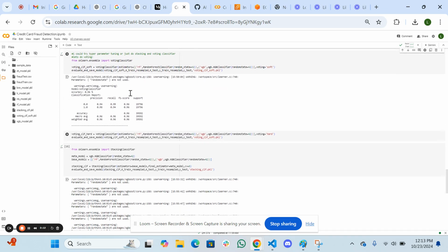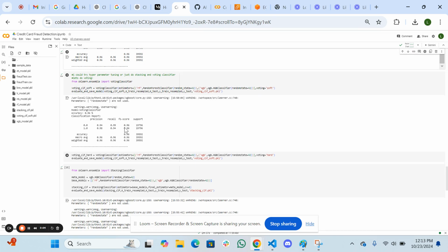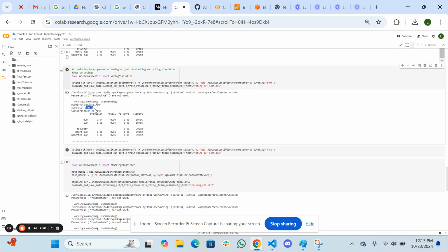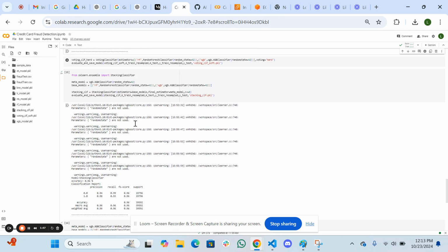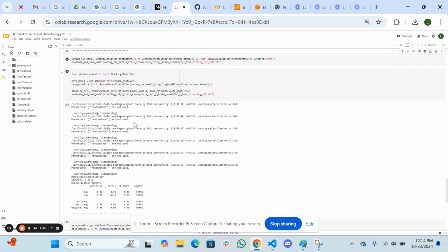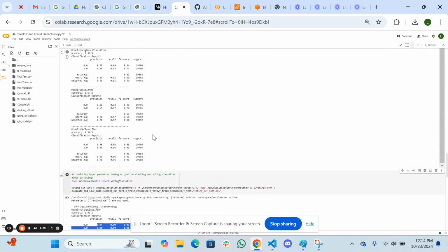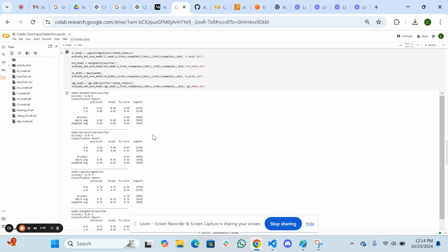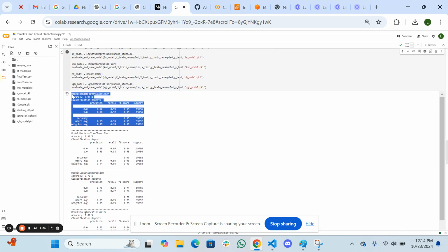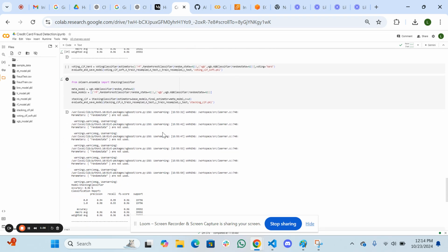Over here, voting got even better. I would say voting is probably the best one so far. We have about 96% accuracy, and precision and recall in the 90s. Stacking also did pretty well, but I would say it was probably the voting classifier with XGBoost and random forest. Those are probably the best results that I've gotten. And yeah.